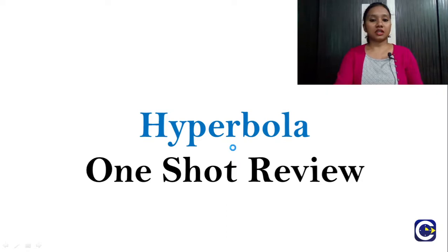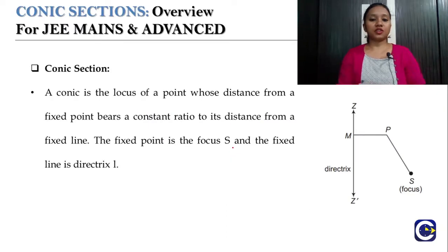Let's start with it. First we'll be starting with the typical definition of a conic section. That actually remains the same for each and every conic section we have seen so far, but there will be a slight difference, which we'll see in our further slides. So first let's see what a conic section is. A conic section or a conic is the locus of a point whose distance from a fixed point bears a constant ratio to its distance from a fixed line.